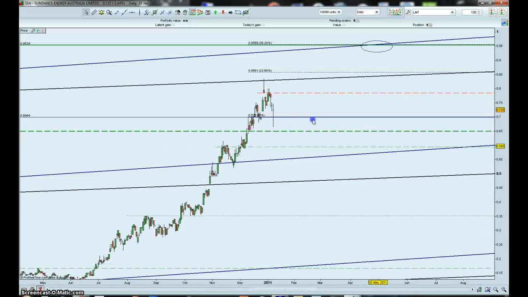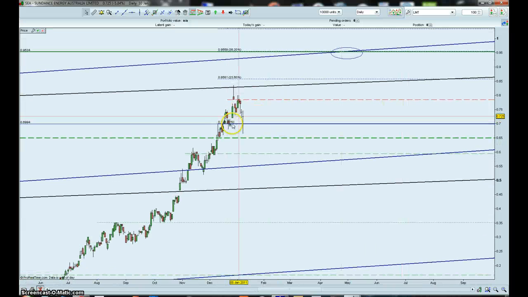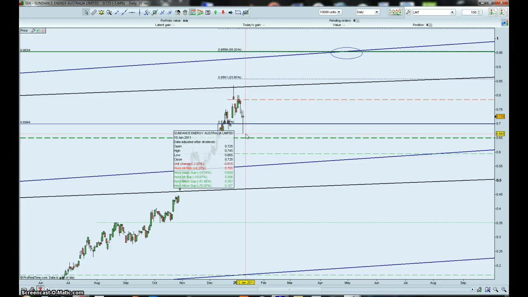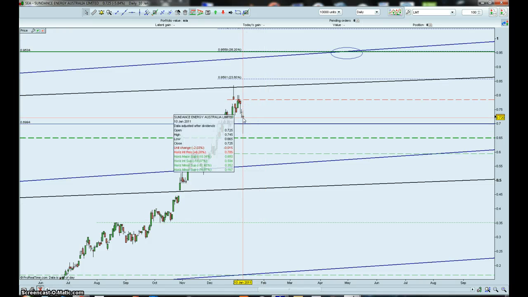Okay, alright, so where to from here? Well, today's action, the bears really sold that price down for us, but I think you'll find that now that it's broken that 70 cent, you now have fundamental buyers under here, and that's what that candle is telling you there.